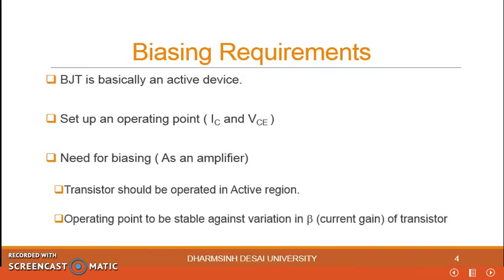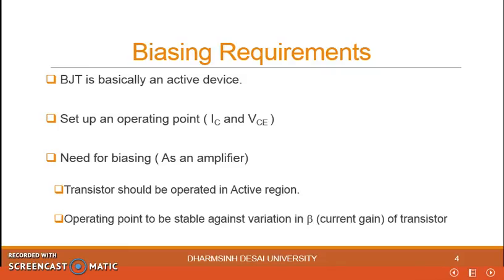But along with that, you have to ensure that your operating point is stable against variation in beta, which is nothing but the current gain, a parameter of a transistor. Now, how does beta change for a transistor? There are mainly two ways. If there is a change in temperature, your beta will also change. Suppose you are operating a transistor amplifier circuit, which is designed and operating here in Bombay or in the Sahara Desert, then there will be a temperature variation, and because of that there will be a small change in the beta also.